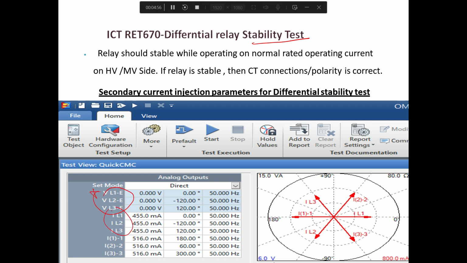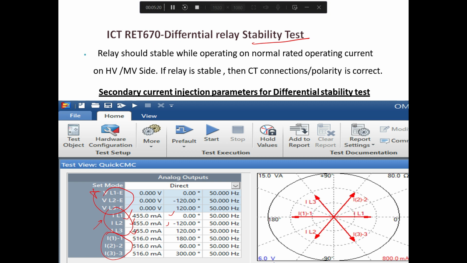Then we have three current channels L1, L2, L3, and the second set of current channels, that is I1, I2, and I3. So now, firstly, I will have to inject the current for the HV side winding. As I have already calculated, the HV side rated current is 455 milliampere for R phase, Y phase, B phase, and the angle will be 0 for R phase, minus 120 and plus 120.